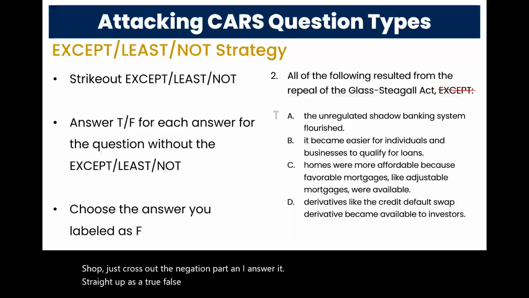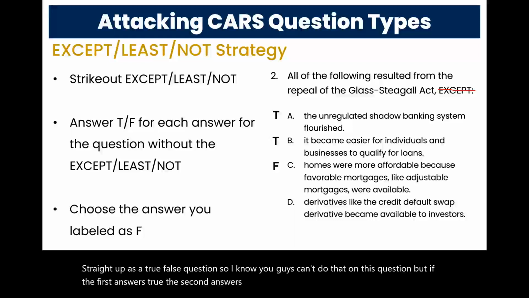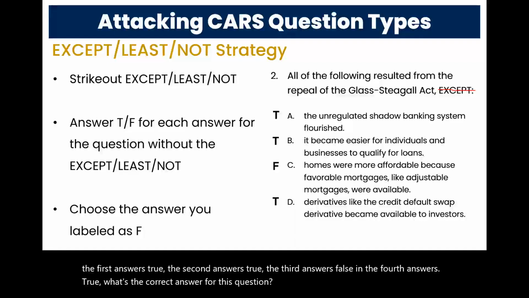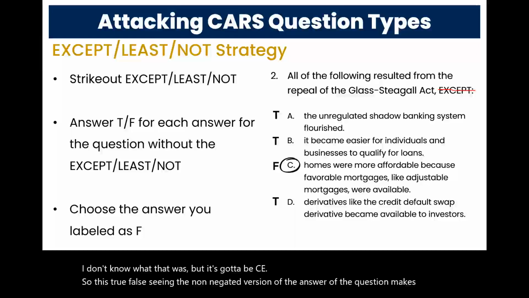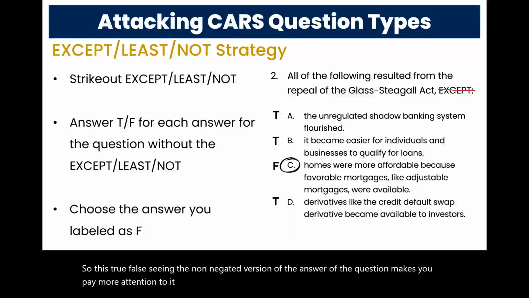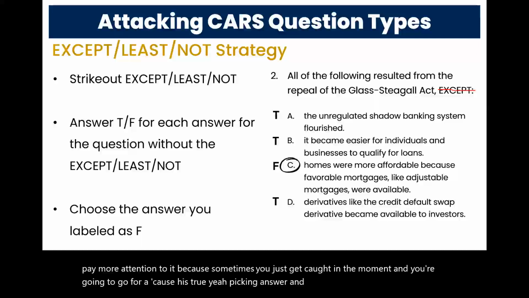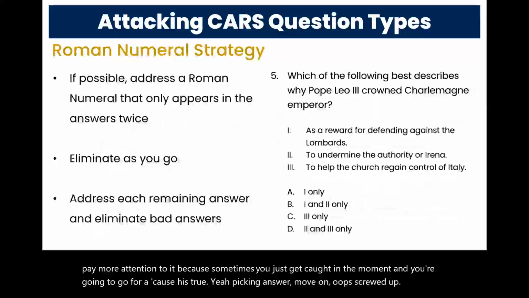So I know you guys can't do that on this question, but if the first answer is true, the second answer is true, the third answer is false, and the fourth answer is true, what's the correct answer for this question? It's got to be C. So this true falsing, the non-negated version of the question, makes you pay more attention to it, because sometimes you just get caught in the moment and you go for A because, hey, A is true. Yay, pick the answer and move on. Oops, screwed up. Darn it.